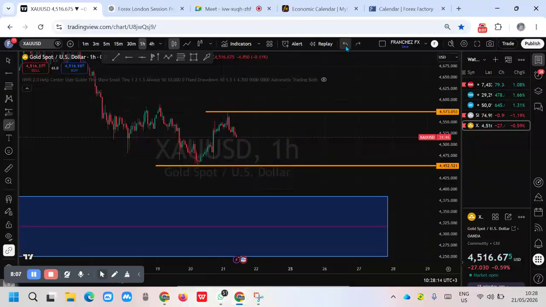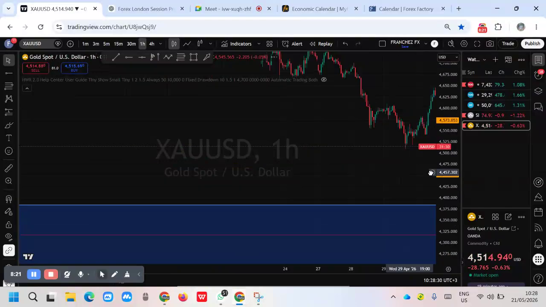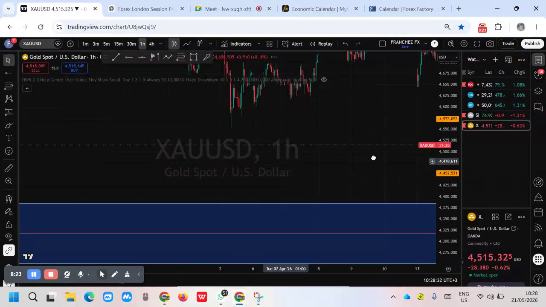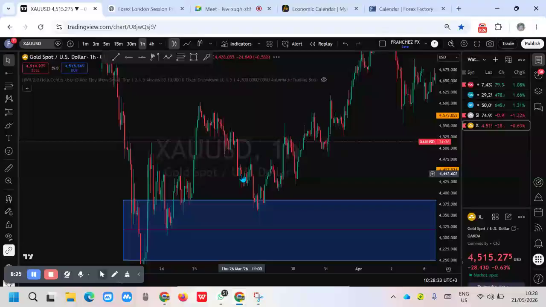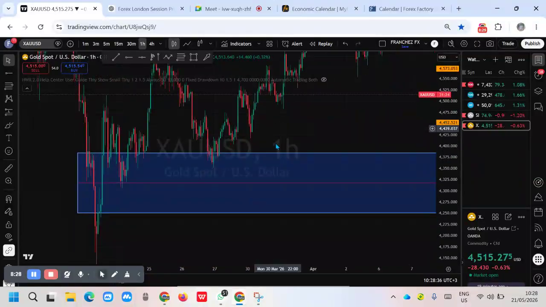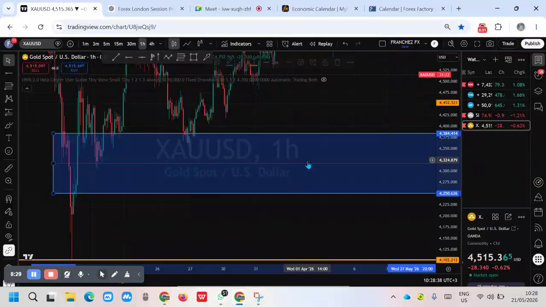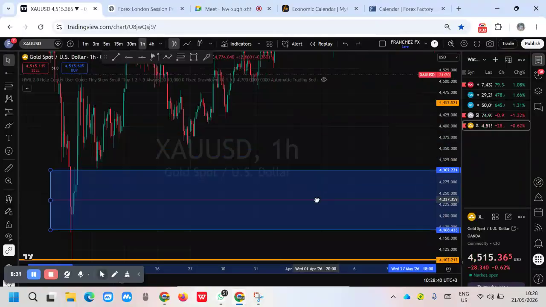For now just concentrate in between these zones, in between here, and let me show you, in between around that area. Concentrate in between around that area.